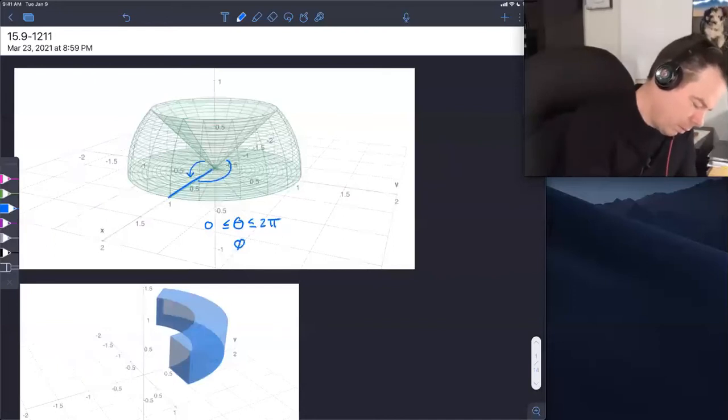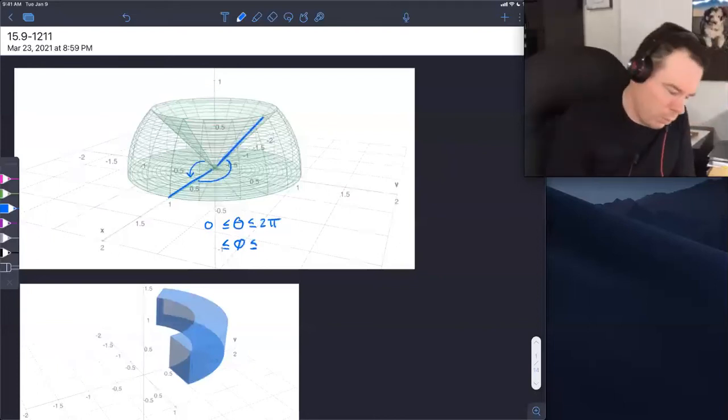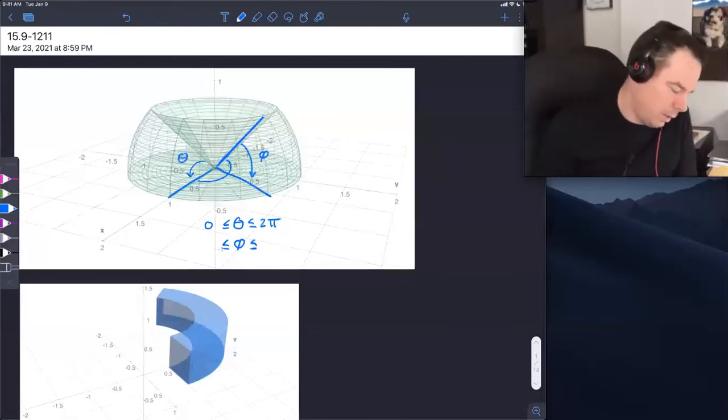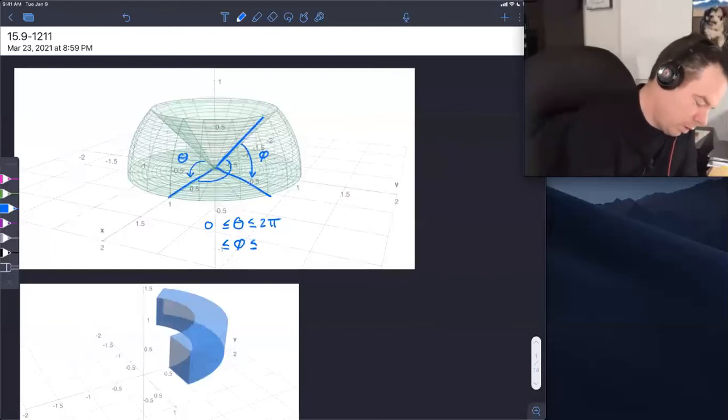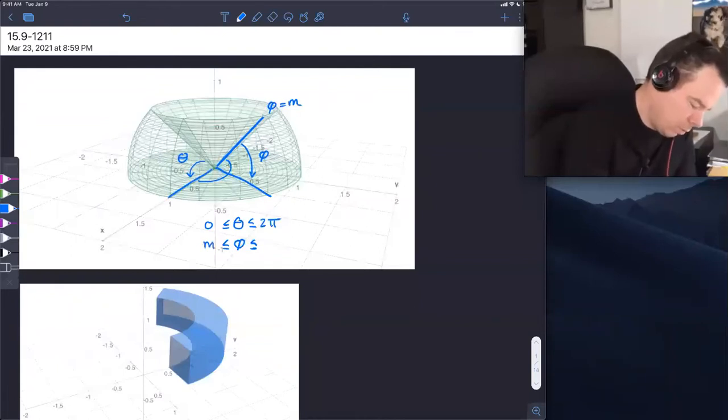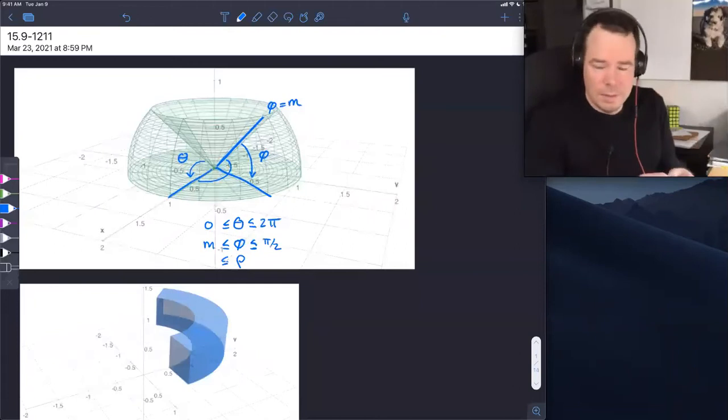What is phi sweeping out? Phi is sweeping out all values from being like a value on this cone down to a value on this plane. So that's our phi value. Maybe I'll write theta in here. So phi is sweeping out all those values, which is whatever that first value is. Phi equals, I don't know, whatever I called it in the question. Phi equals, I said m. So it's some constant m. And in this case, it's all the way down to pi by 2. And rho looks like it's sweeping out all the distance from the origin.